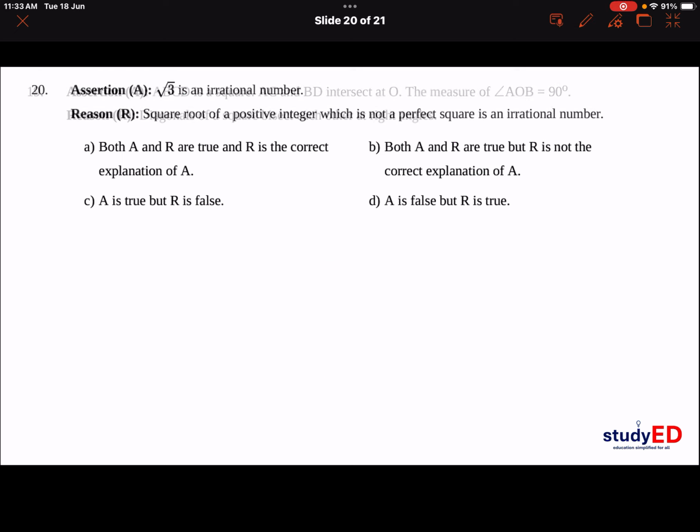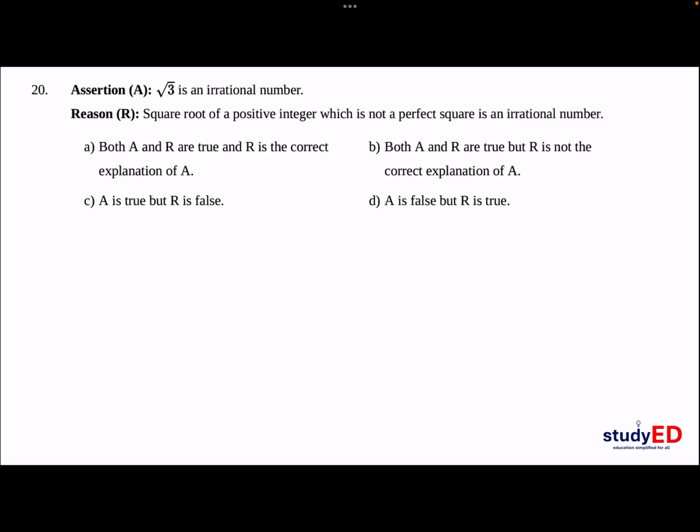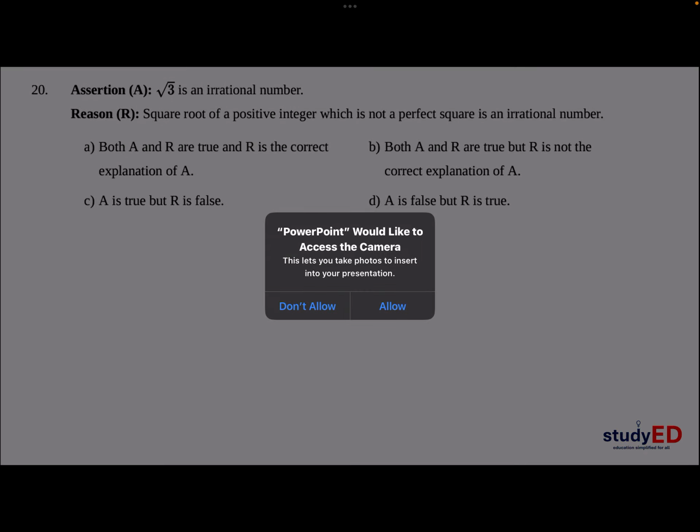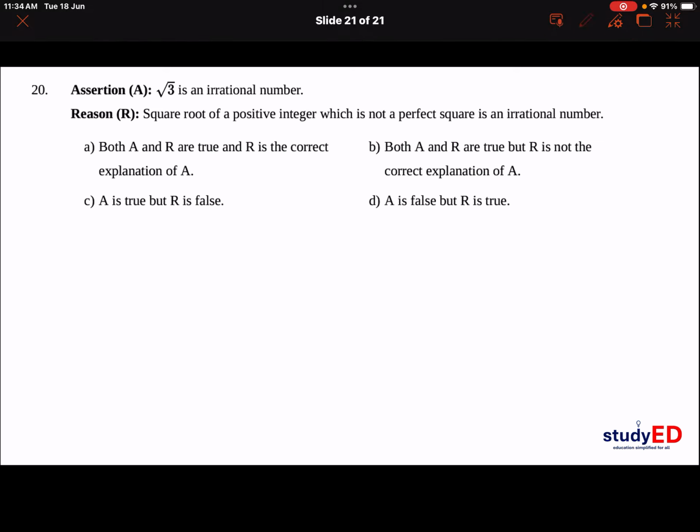And for the final question, guys, assertion: root 3 is an irrational number. Reason: square root of a positive integer which is not a perfect square is an irrational number. This is also correct because we have root 3 over here, and 3 is not a perfect square. The perfect squares are 1, 4, 9, 16 and so on. So the square root of any positive integer which is not a perfect square is always an irrational number. This also gives us the proof that the reason is the correct explanation of the assertion, and both of them are correct. So 20 is A.